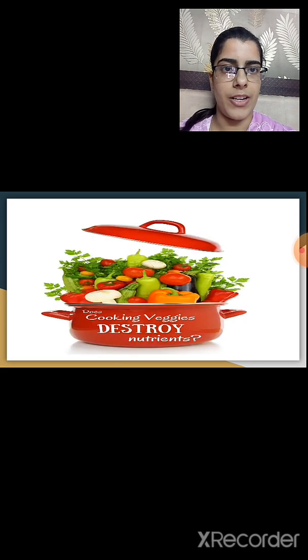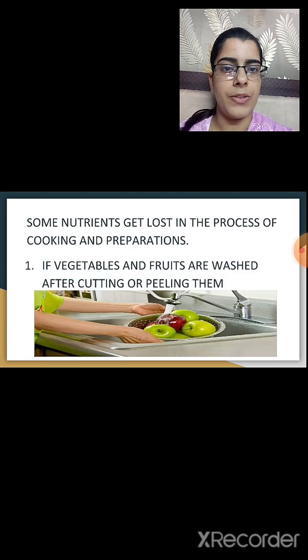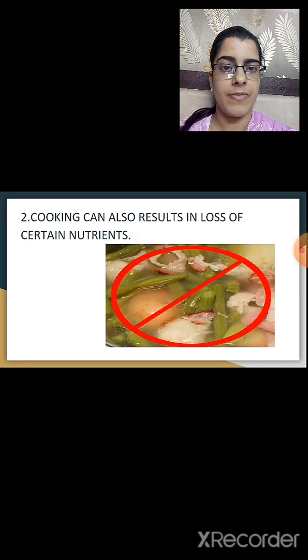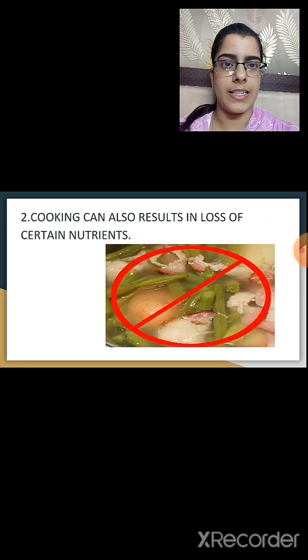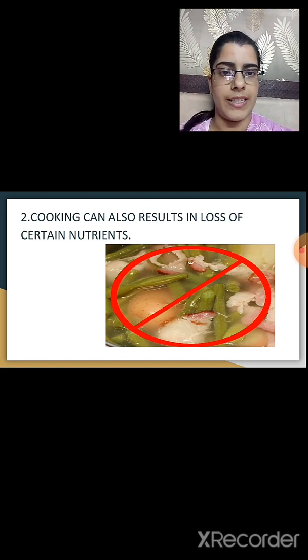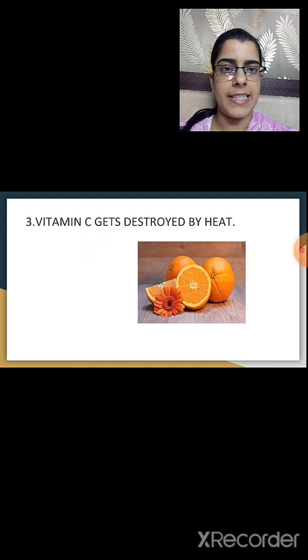Does cooking veggies destroy nutrients? Some nutrients get lost in the process of cooking and preparation. If vegetables are washed after cutting or peeling them, the nutrients that are present in the vegetables or the fruits will get lost. Cooking also results in loss of certain nutrients. So, overcooking can also lead to the loss of certain nutrients. Vitamin C gets destroyed by heating. So, on heating, vitamin C gets destroyed.